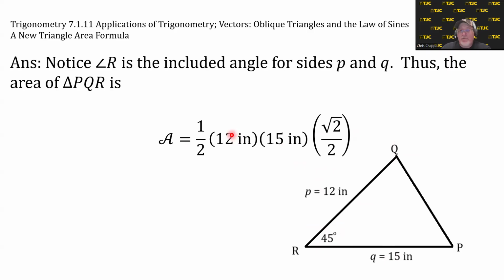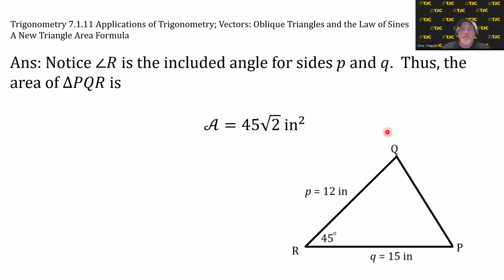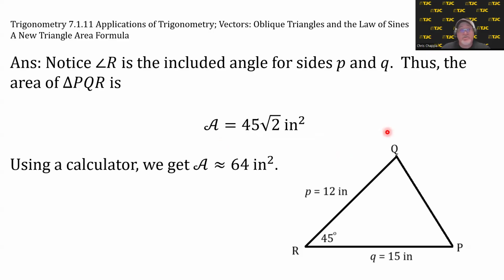And so if we multiply it all together and reduce it, the 12 would reduce by 2 to become 6, by 2 again to become 3. 3 times 15 is 45. So we would get 45 square root of 2 square inches. And for an approximation, we would use a calculator and get approximately 64 square inches.